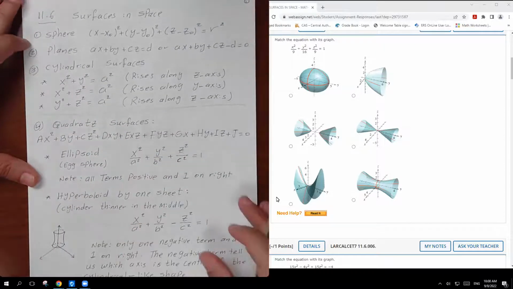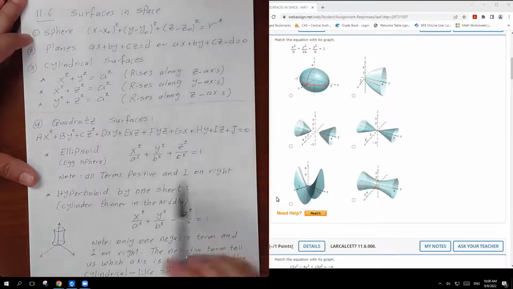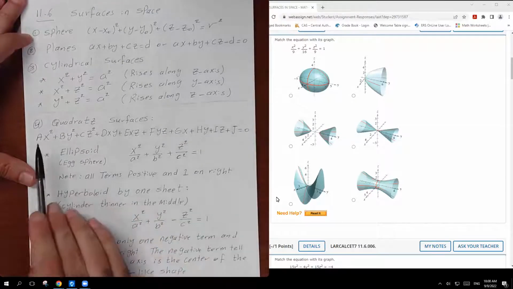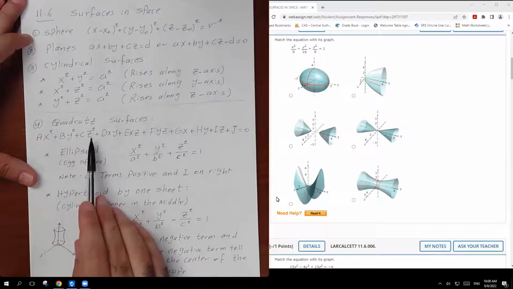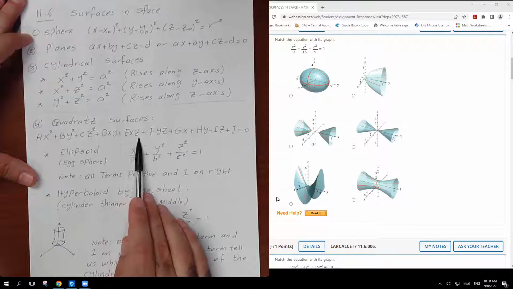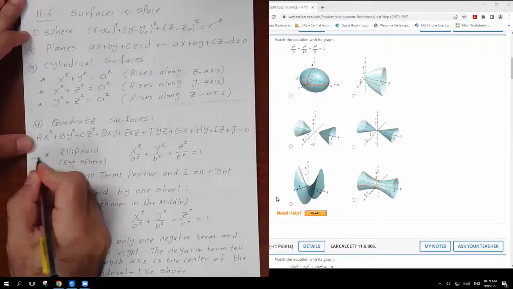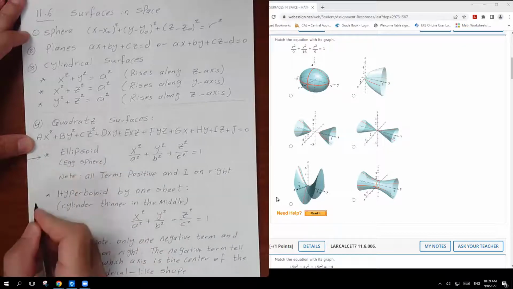Let's study this one, the quadratic surface. This is the general form, which is ax squared plus by squared plus cz squared plus dxy plus exz and so on. This is exactly on the slides. That's the important thing. We're going to study that.